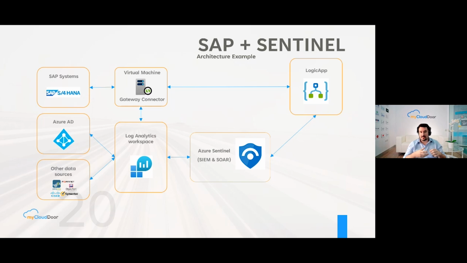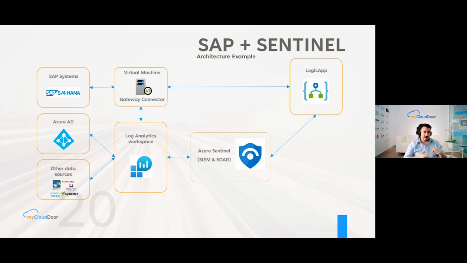This is an architectural example for the SAP solutions. On the left, we have the SAP solutions: the database and your S4 application. And you have a gateway connector, which is a small VM with Docker, that can connect to your SAP environment, collect your data, and store it in a Log Analytics workspace. Then with these logs, Azure Sentinel can analyze, detect some behaviors, and create some automation with the Logic App.